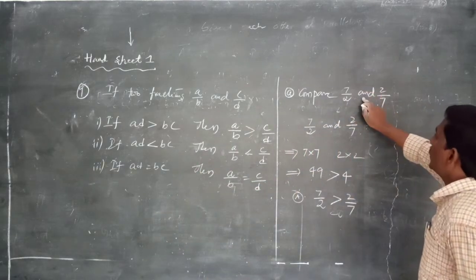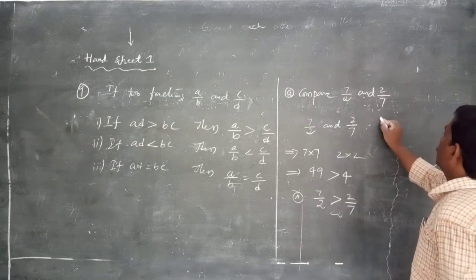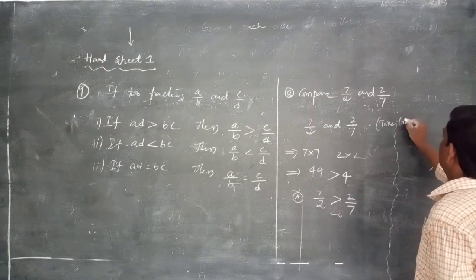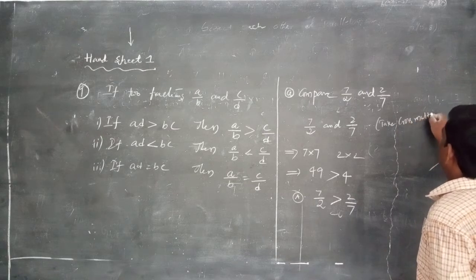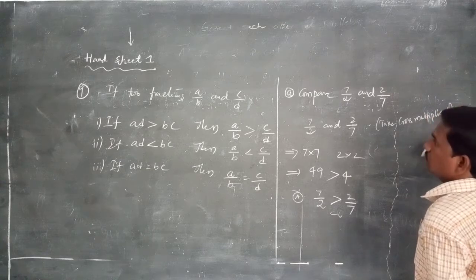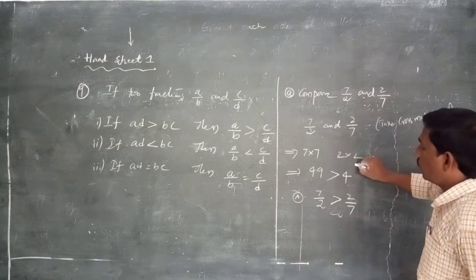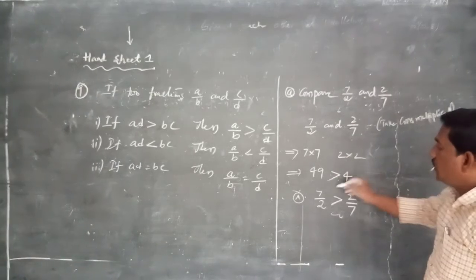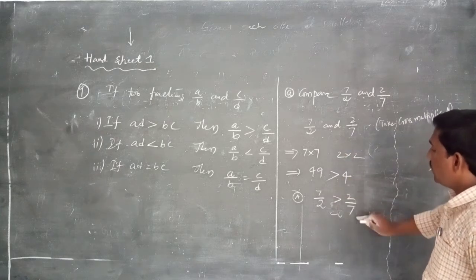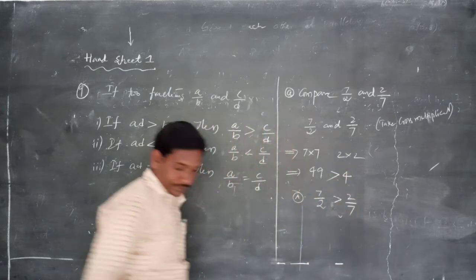Compare 7 by 2 and 2 by 7. When you take the cross multiplication, 7 sevens are 49, 2 twos are 4. So 49 is greater than 4. Now we write the corresponding fraction: 7 by 2 is greater than 2 by 7. So the answer is 7 by 2 greater than 2 by 7.